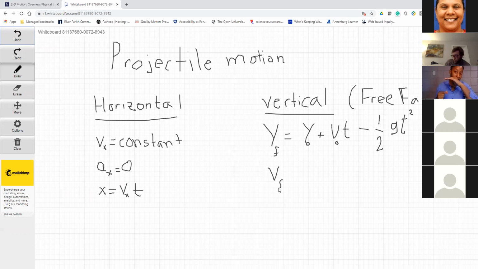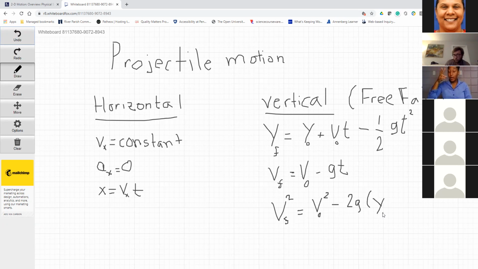V final equals V initial minus g t. And then V final squared equals V initial squared minus 2g times Y final minus Y initial.